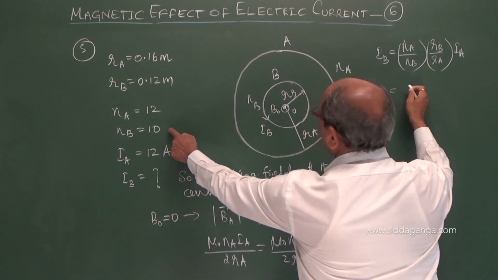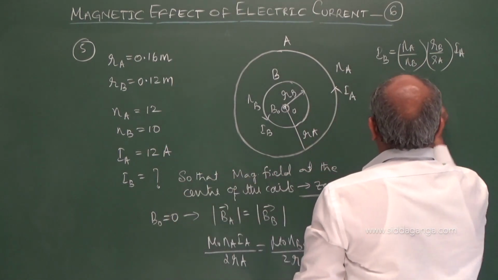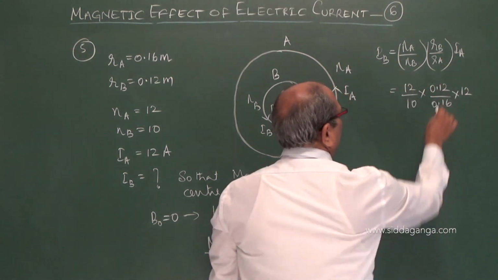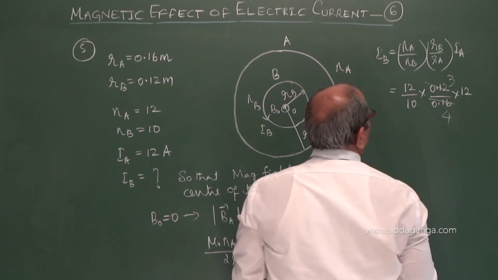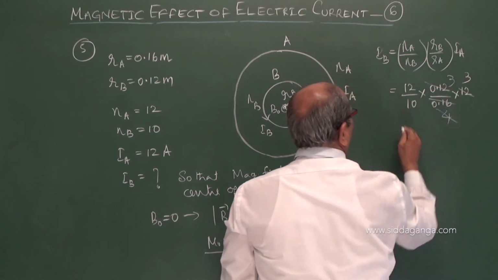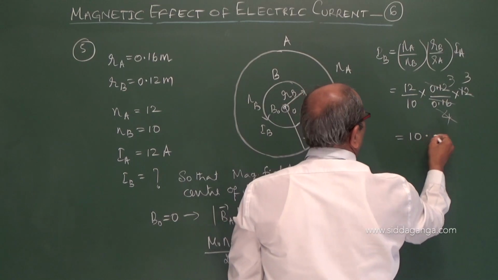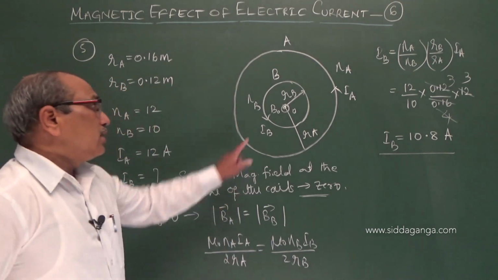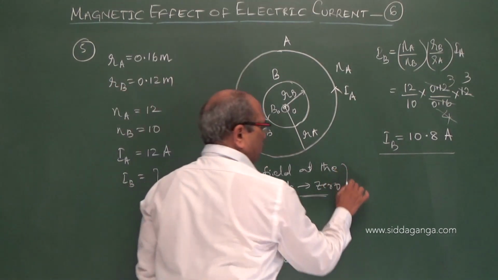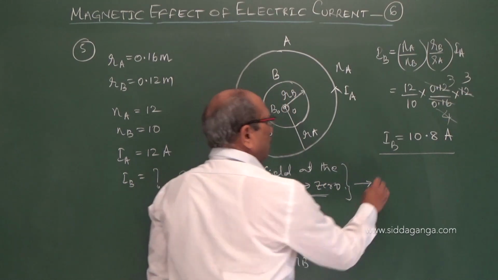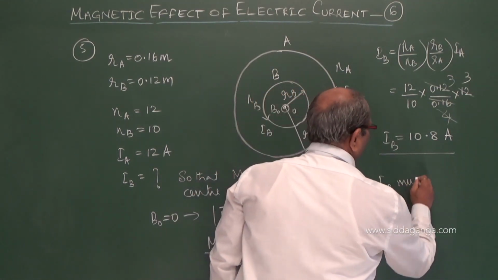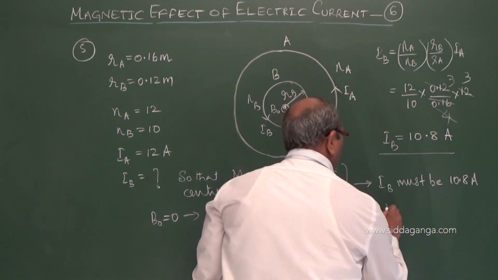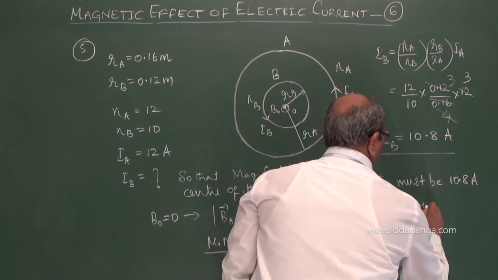NA by NB is 12 by 10, times 0.12 by 0.16, times current 12. This 3 times 4 times, this again 3 times, 12 nines are 108 by 10 is 10.8 ampere, the current that we got in the second one. So to satisfy this condition, IB must be 10.8 ampere and in opposite direction to that of IA.